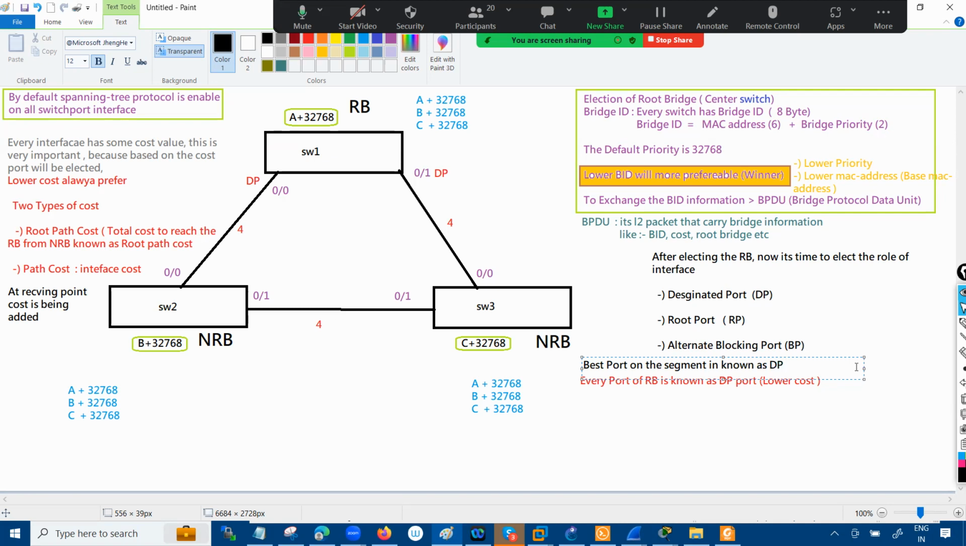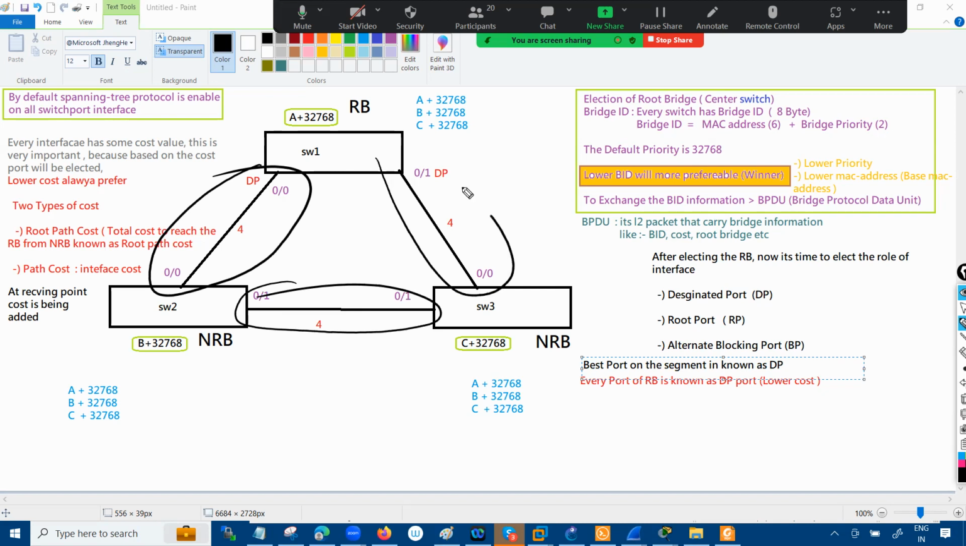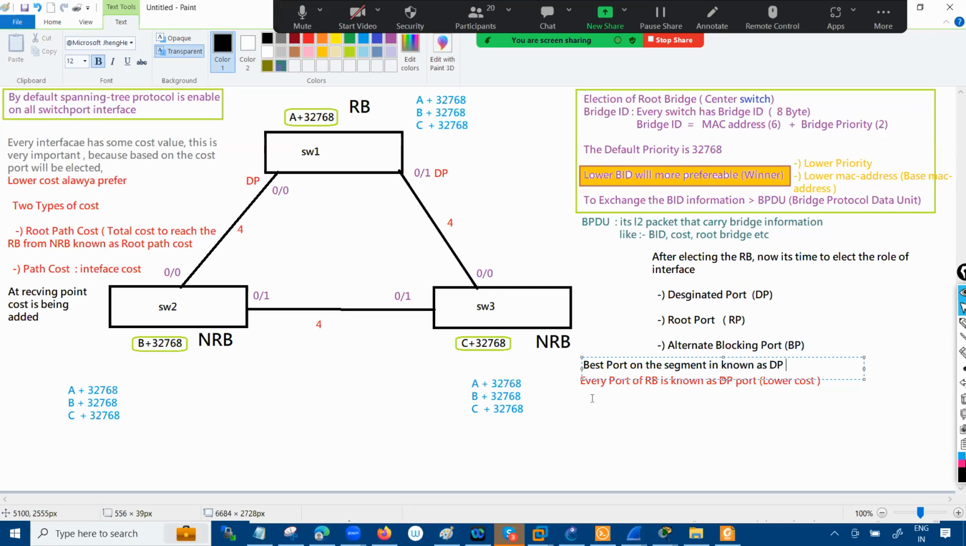Now your question is, what is a segment? This guy is one segment, a link. This guy is one segment, a link. This guy is one segment, a link. On every segment, you will have only one DP.